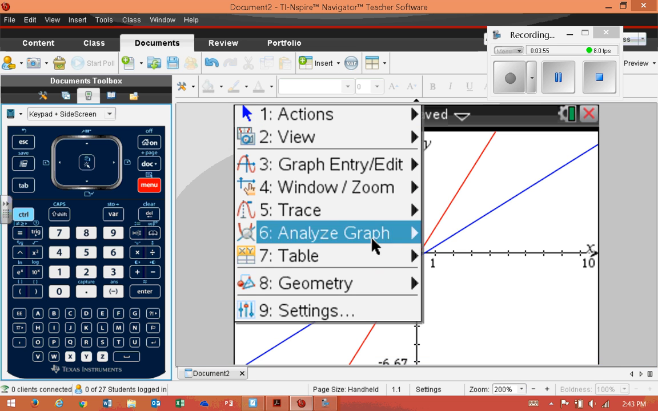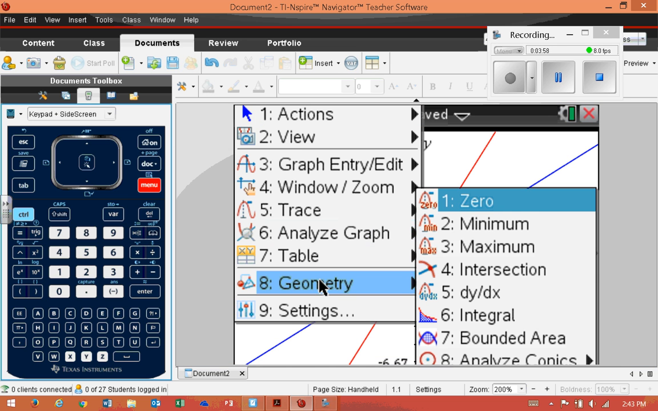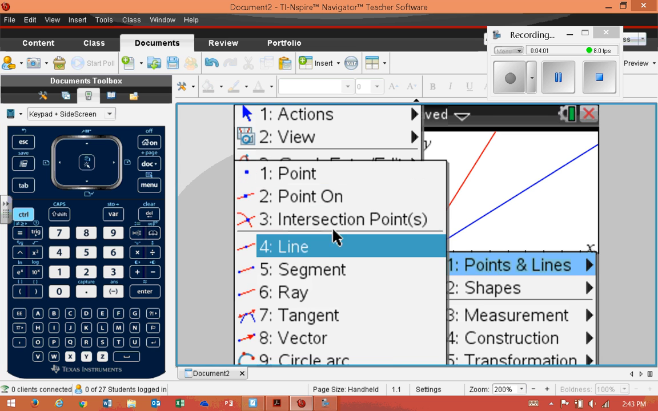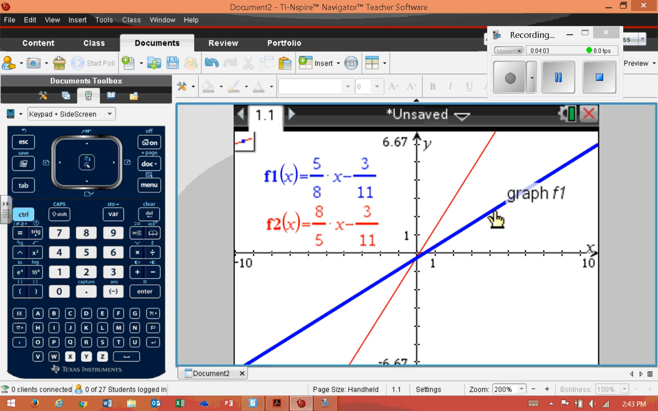Matter of fact, I can even show you that. Let's put a point on a graph, just so that you understand exactly what I'm talking about. I'm going to take this point and drag it, and look what happens when I get to the y-intercept. They both have the same y-intercept. And 3/11 is actually the same as negative 0.273. So they actually have the same intercept.